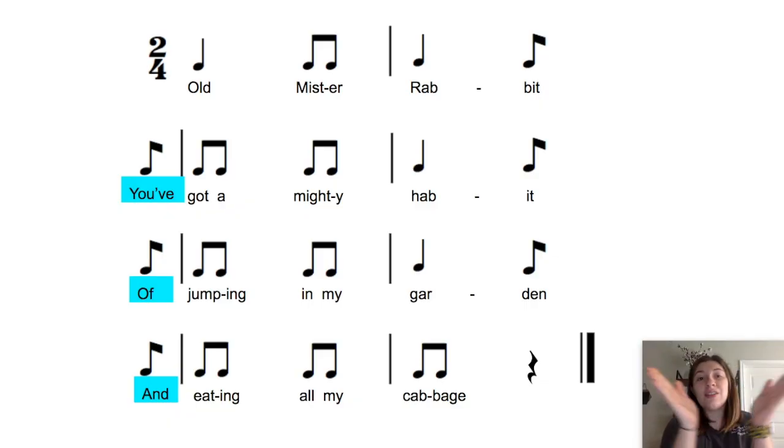Ready and ta ta-dee ta ta-dee ta-dee ta-dee ta ta-dee ta-dee ta-dee ta ta-dee ta-dee ta-dee ta-dee.